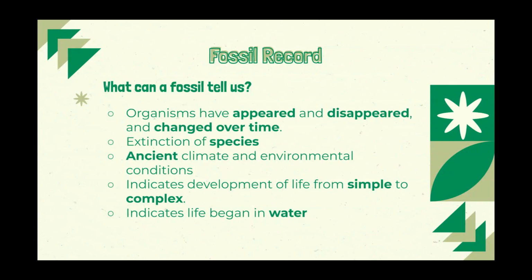We also can look at climate and environmental conditions, specifically ancient ones, by looking at the rocks, looking at how different layers show whether there was a presence of a lot of water or not, whether there were plants, whether there was a lack of plants, what kind of, again, geography we were looking at.